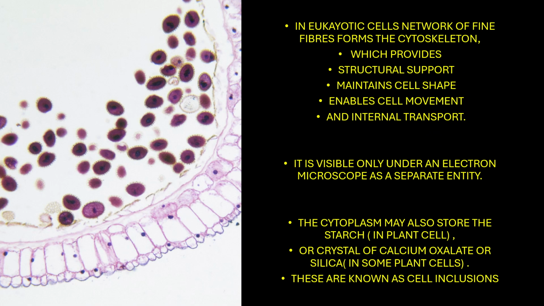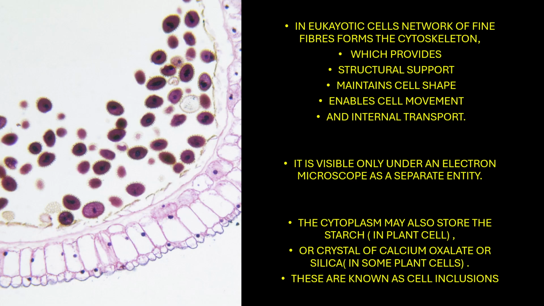In eukaryotic cells, a network of fine fibers forms the cytoskeleton. First, it provides structural support. Functions of the cytoskeleton: second, maintain cell shape. Third, enable cell movement. And fourth, internal transport. It is visible only under an electron microscope as a separate entity.